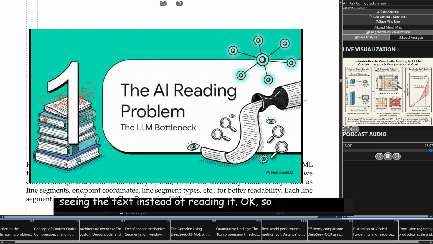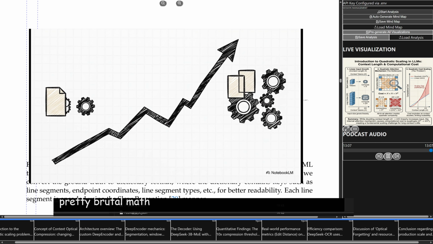Okay, so before we get to this really clever visual trick, we need to understand the problem we're trying to solve. I mean, why can't a super intelligent AI just read a long book like we do? Well, the answer, unfortunately, comes down to some pretty brutal math. And this is where things get expensive.